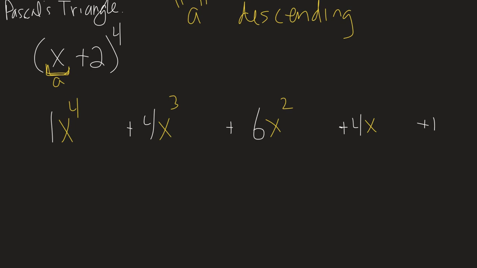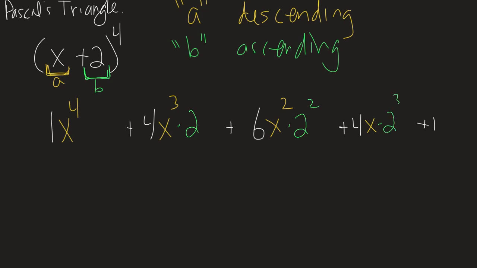Okay, so our next step is we deal with our b's. We do our b stuff, and our b's have ascending powers, right? This one is b to the 0, so we don't have to write a b there. Oh, by the way, your b value in this case is 2. So this is times 2 to the first, and times 2 squared, and times 2 to the third power, and then finally times 2 to the fourth.